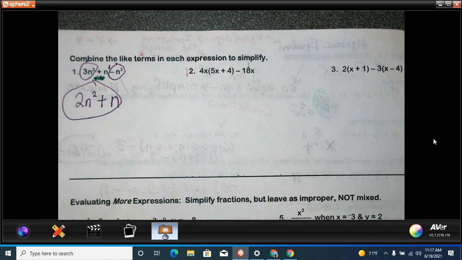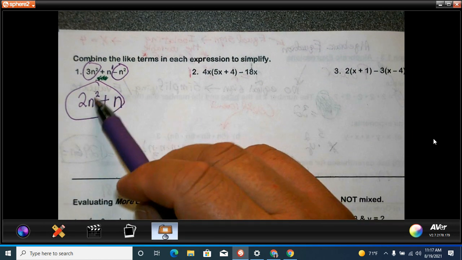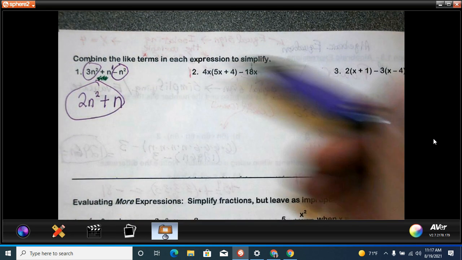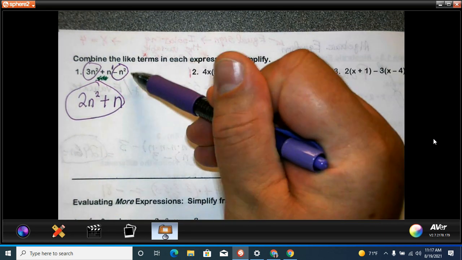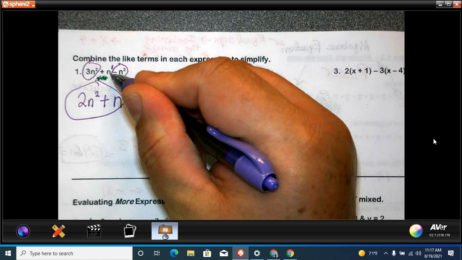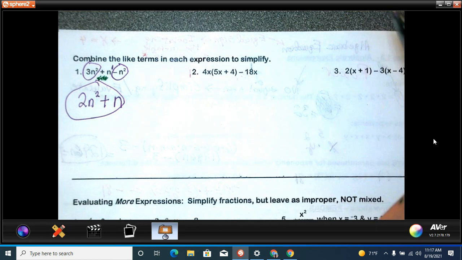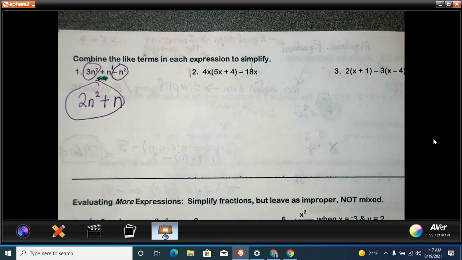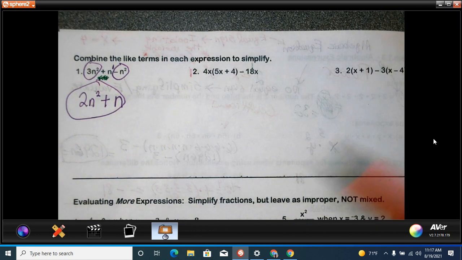Okay, so problem number one. Again, the concept was watch out, don't combine unlike terms, especially when a variable doesn't have an exponent, it's always one. So that was the tricky part number one. Tricky part number two, they throw in what?